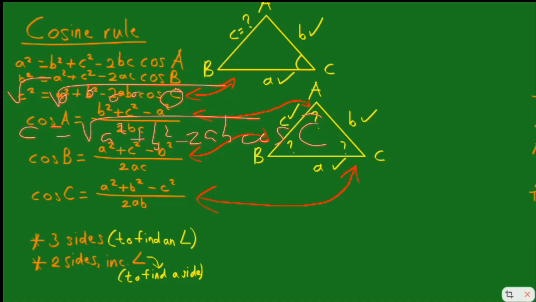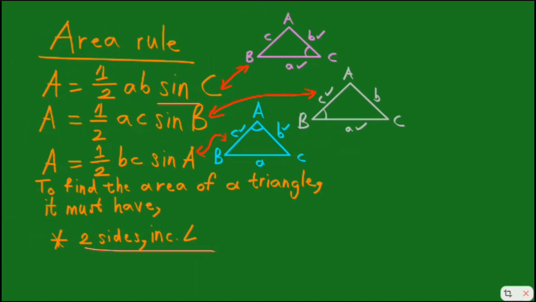Now let's go to area rule. For area rule, the whole point is not to find missing sides or a missing angle. It is for us to find the area of a triangle. That triangle must have the following property. It must have 2 sides and an included angle. So, area rule's formula is 1/2 side A multiplied by side B multiplied by sine angle C.